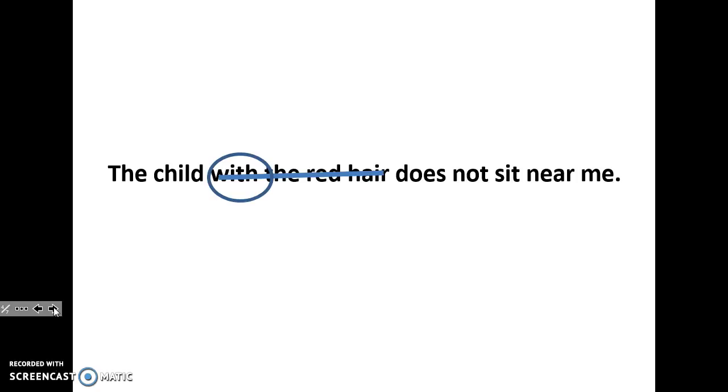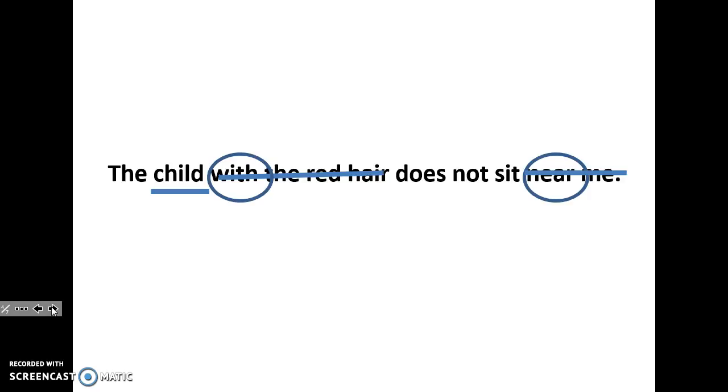Is there another preposition? There sure is. Near, a space relationship. Near what or who? Near me. Cross out the prepositional phrase. Now let's look for the subject of the sentence. Who is doing the action, or in this case, maybe not doing the action? The child is the subject of the sentence.